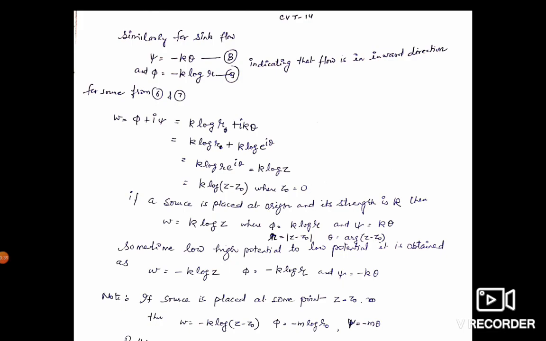So what is the result? That if a source is placed at origin, and its strength is k, then W is equal to k log z, where phi is equal to k log r and psi is equal to k theta. Or what is r and what is theta? R is modulus of z minus z naught and theta is argument of z minus z naught.